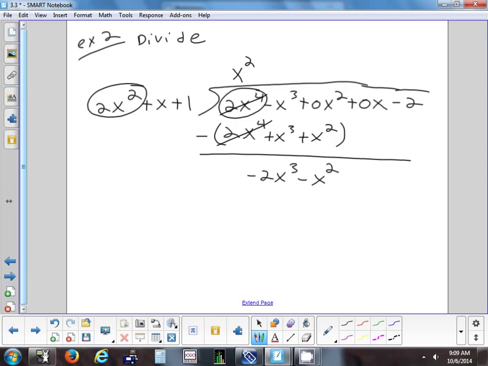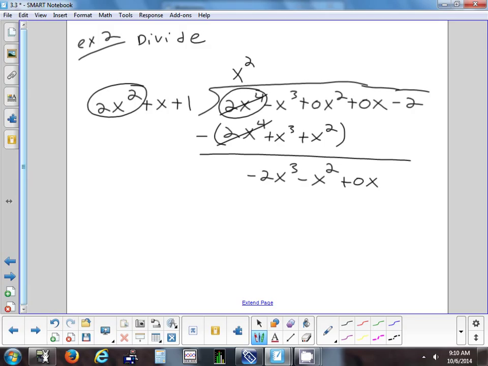Why is it just minus x squared? Why wouldn't it be 0? Well, because it's 0 take away 1. Think of it that way. So 0x squared take away 1x squared is negative 1x squared. You can put the 1 in front if you want. Okay, and now we bring down our next term. And we do it again.